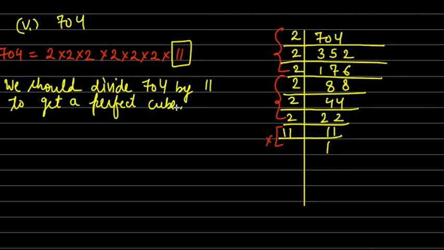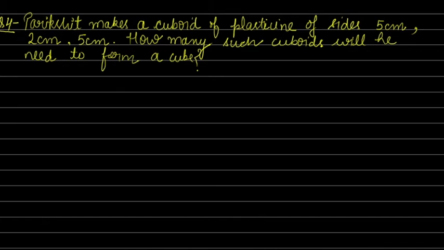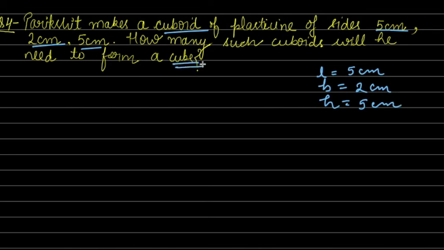Now the last question of this exercise is a word problem. Let's see that. The last question of this exercise is, Parikshit makes a cuboid of plasticine of sides 5 centimeter, 2 centimeter and 5 centimeter. So the sides are given as 5, 2 and 5. It's a cuboid, which means the length is 5 centimeter, the breadth is 2 centimeter and the height is 5 centimeter. How many such cuboids will he need to form a cube? So he needs to make a cube, right? And how many such cuboids will be needed if he has to prepare a cube out of it?